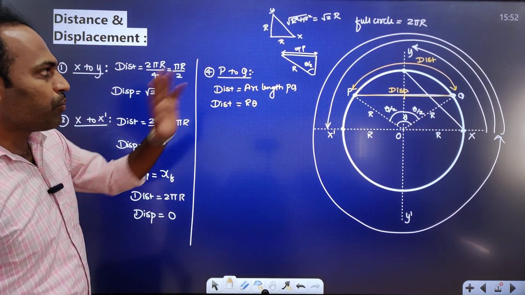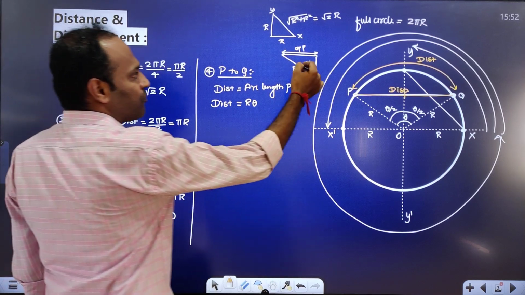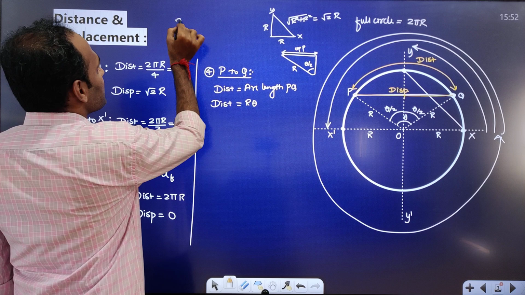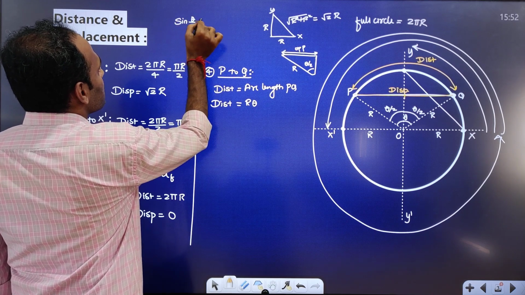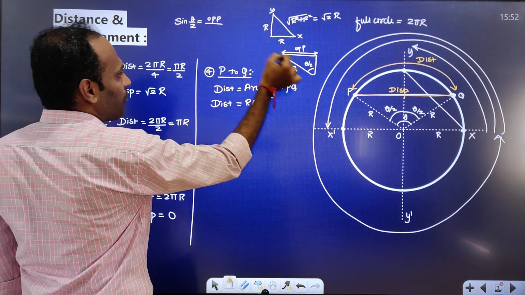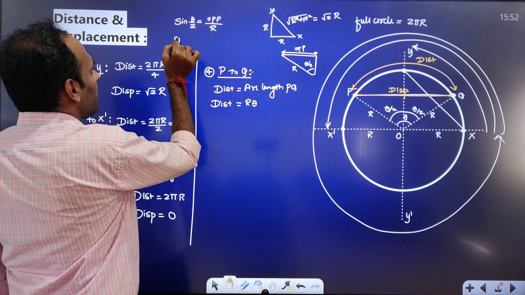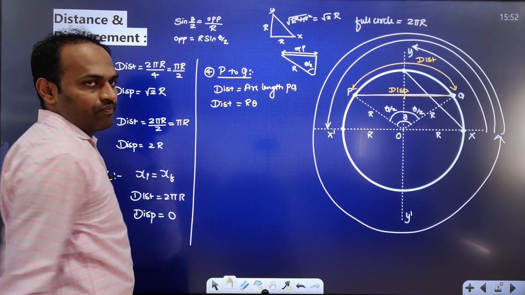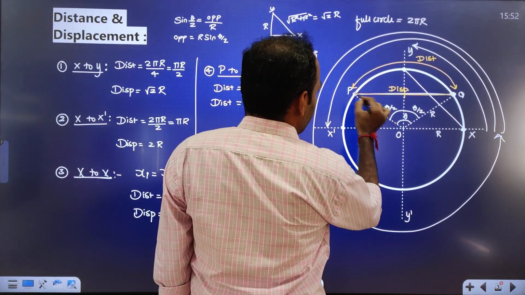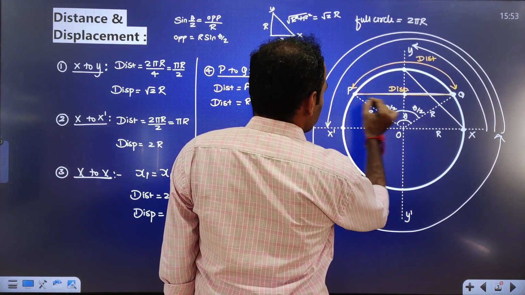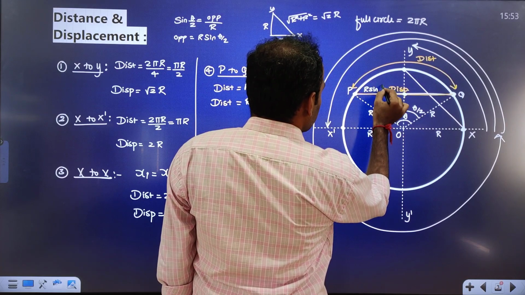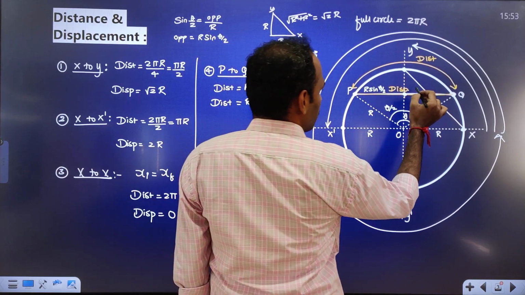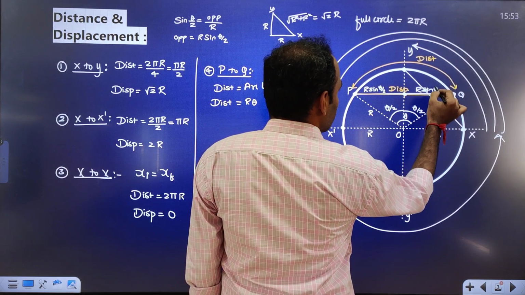Correct? Okay. Now if I need the opposite side, I have to apply sine for this angle. If I apply sine, sine theta by 2 is equal to opposite side divided by hypotenuse. Hypotenuse is r. So opposite side I will get as r sine theta by 2. So this side from P to this point E is r sine theta by 2. If this is r sine theta by 2, then this will also be r sine theta by 2 only.